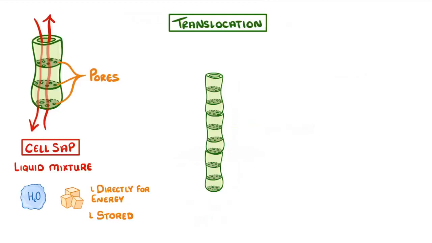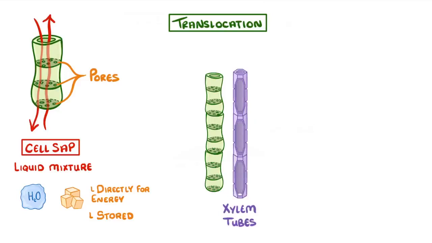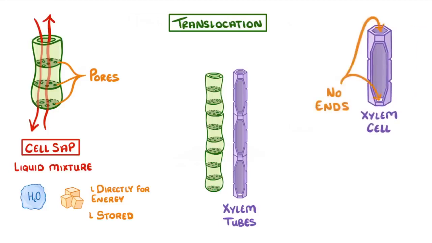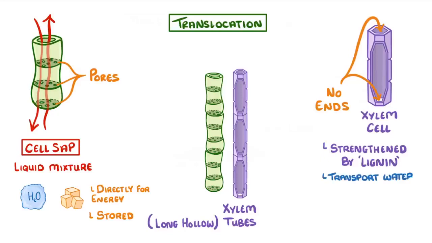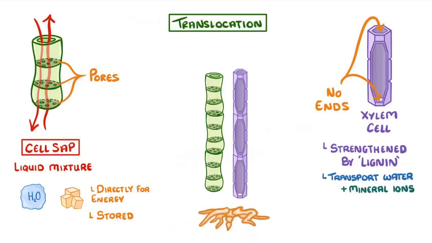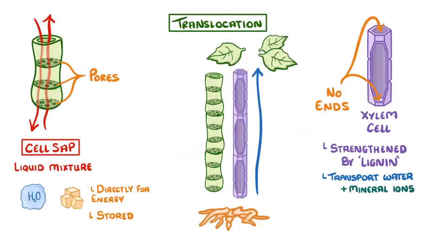Next to the phloem tubes, we have xylem tubes. These are also made up of a column of cells, but this time they're dead xylem cells with no ends between them, so they effectively form one long hollow tube. And they're strengthened with a material called lignin. Their role is to transport both water and the mineral ions from the roots up the stem to the leaves, where the water can be used in photosynthesis.